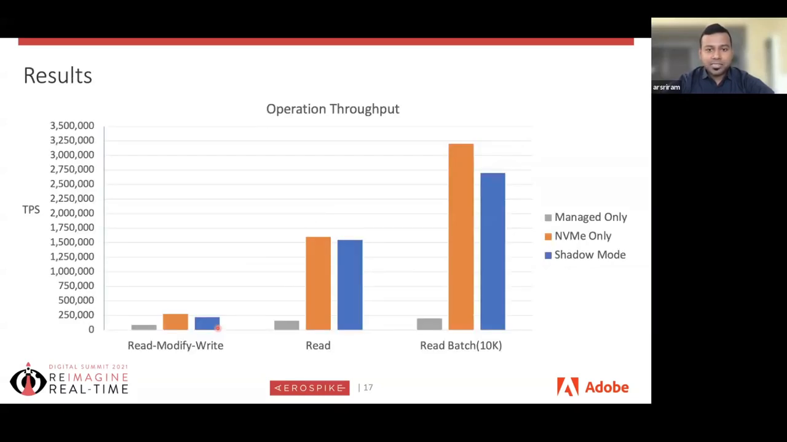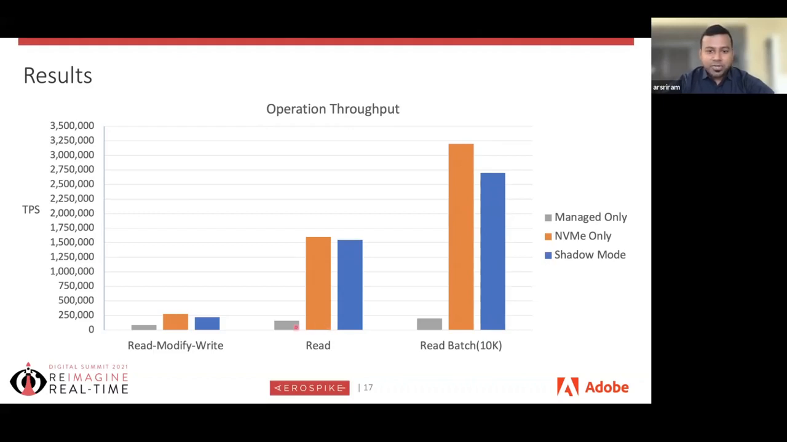And so here are the results of the overall benchmarking exercise. I want to call attention to the read numbers. There are 3 series. The series in gray is when you use only managed disk. The series in orange is when you use only the NVMe disk, and the series in blue represents the shadow mode, which is a combination.